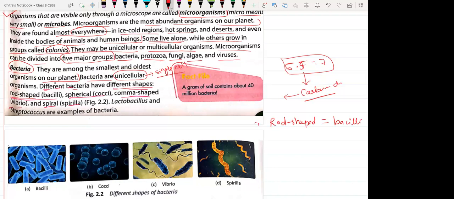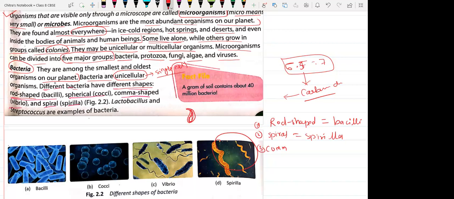Number two, if they are spiral shaped, see here, they are spiral shaped, so they are called as spirilla. If they are comma shaped, they are called... comma shape like this.